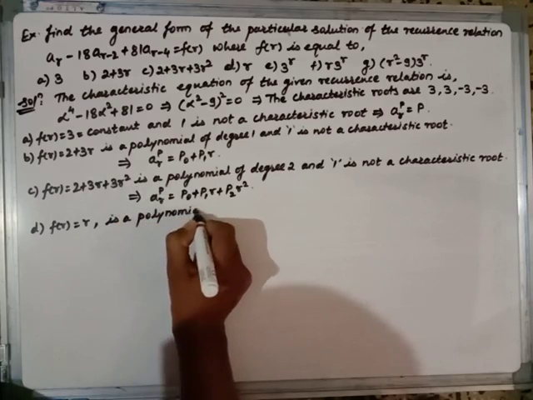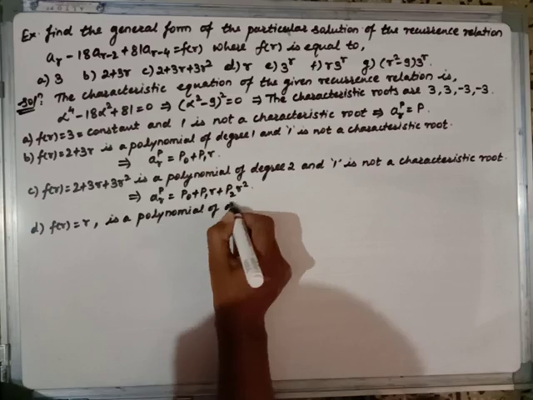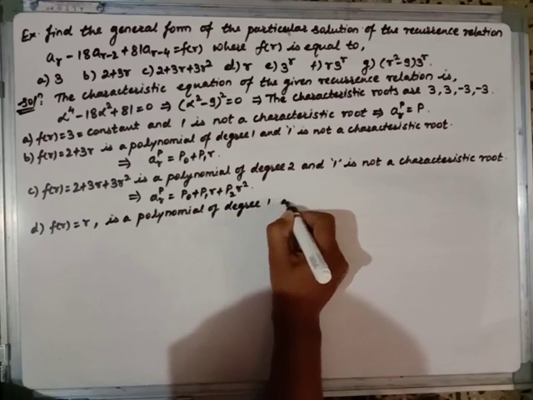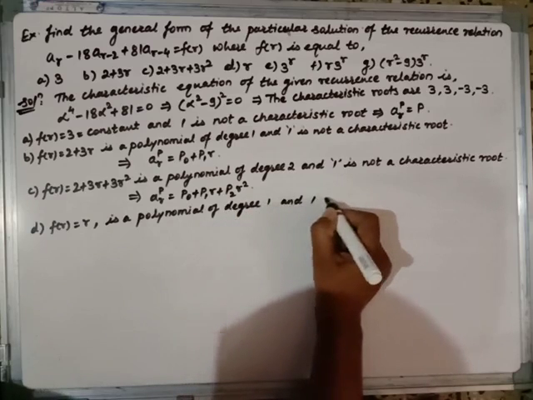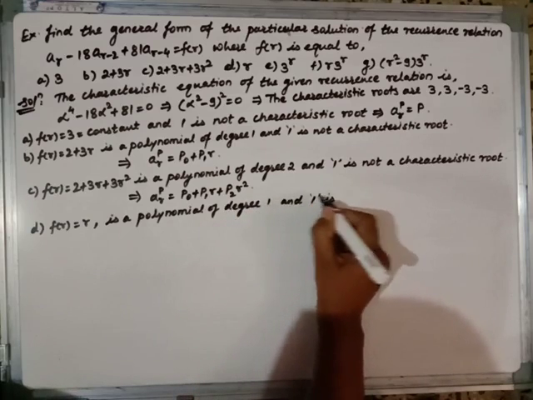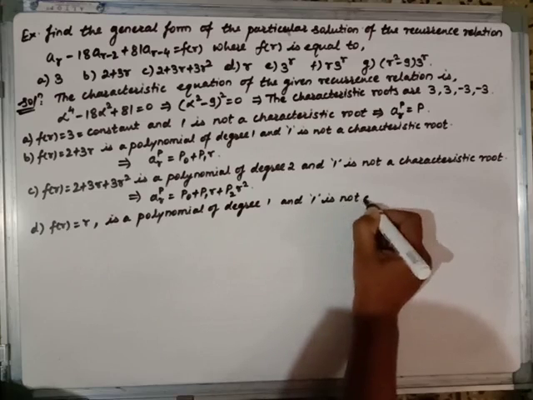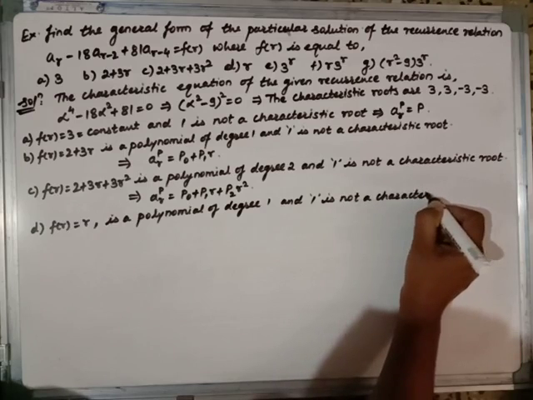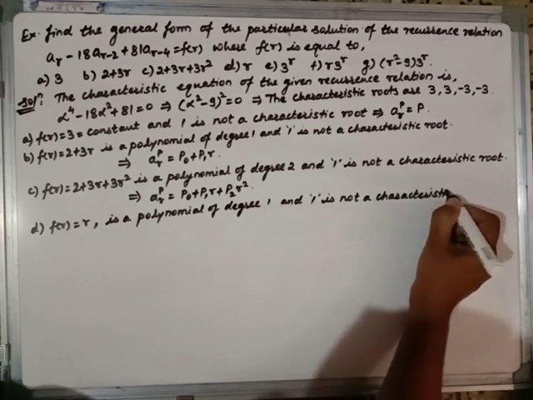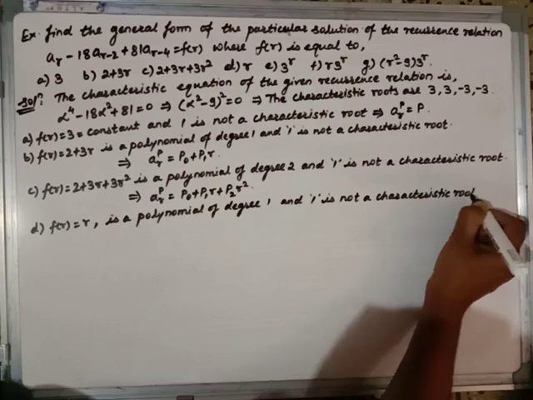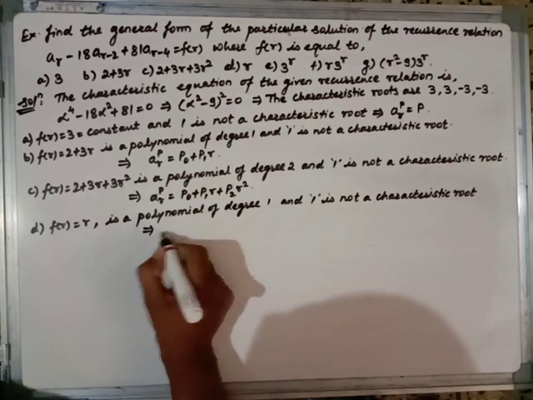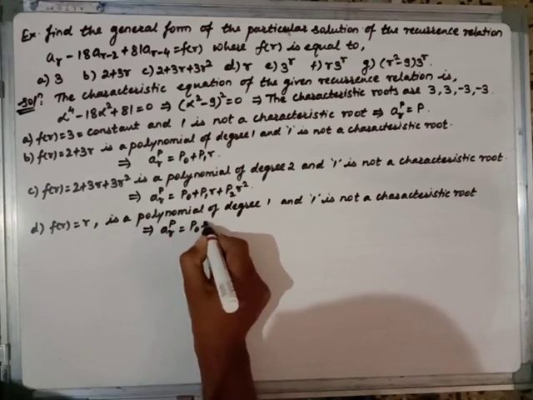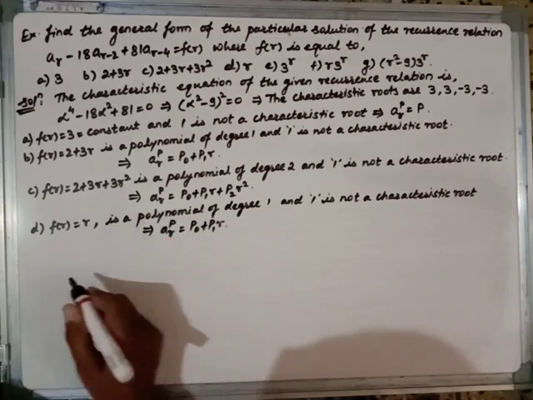Next one, f of r is r, a polynomial of degree 1, and 1 is not a characteristic root. So here also the particular solution is P0 plus P1 r.